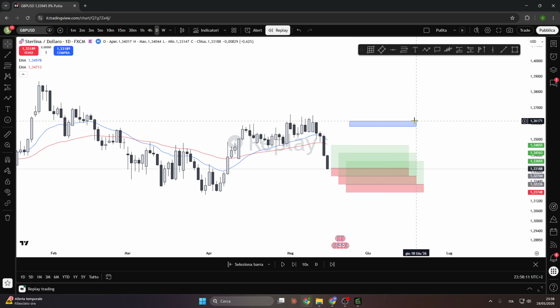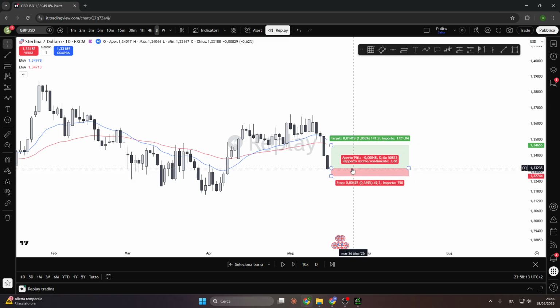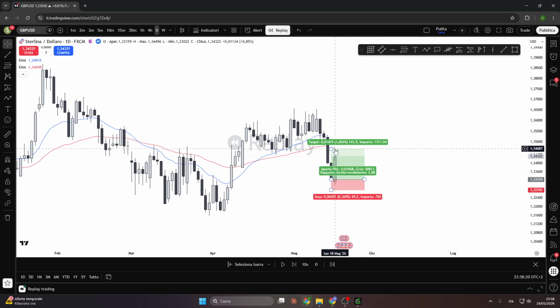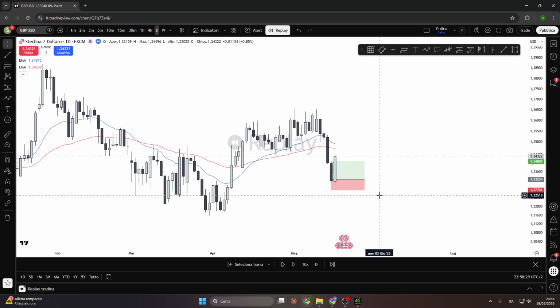What happened here? Here I took the trade, as I said. I entered a buy position here, and what happened is price just went straight up. And I closed the trade around here, at 85 pips profit. Why did I close the trade here?